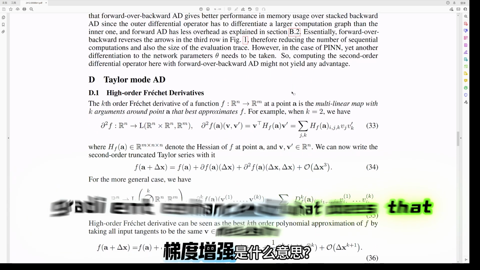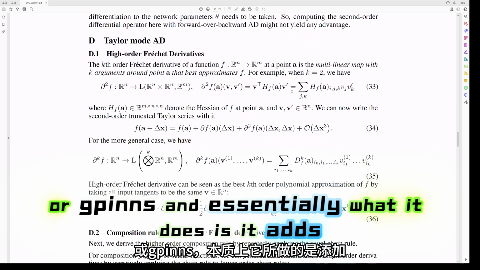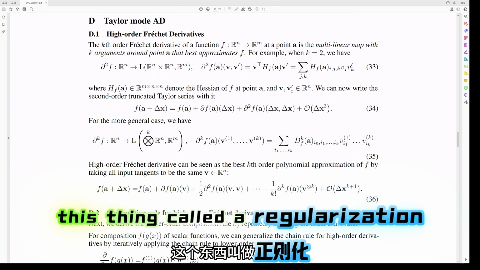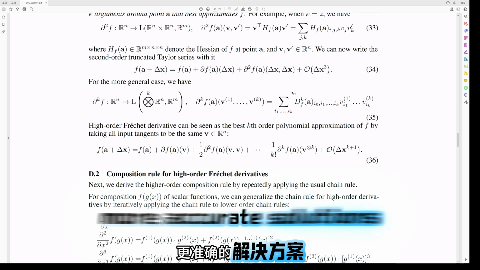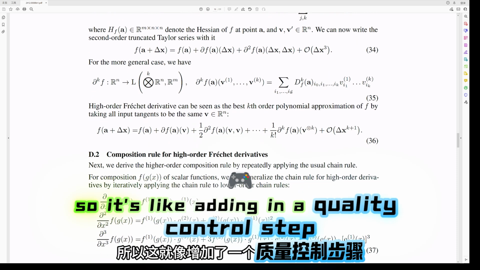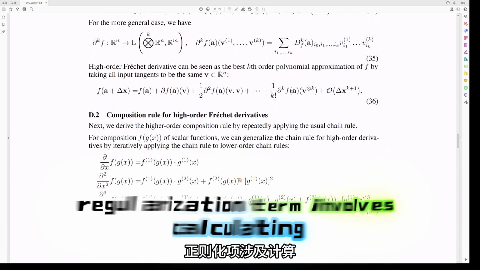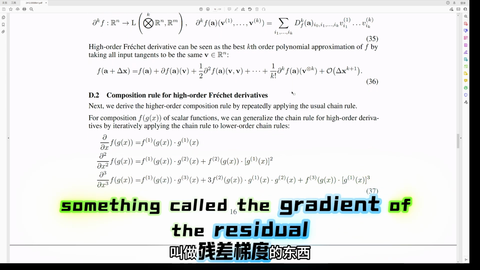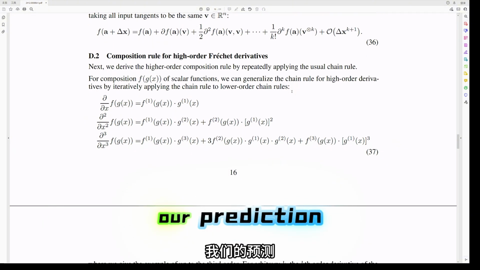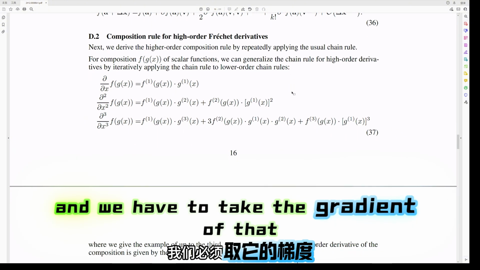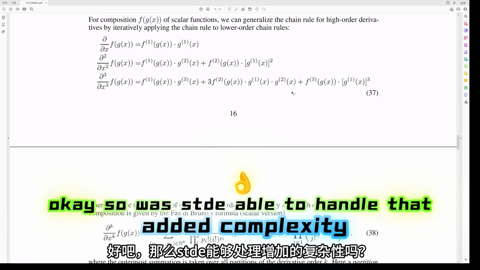Gradient enhanced, what does that mean? It's a technique called gradient-enhanced PINNs, or GPINNs, and essentially it adds a regularization term to the PINN, and that encourages smoother, more accurate solutions. So it's like adding a quality control step. Exactly, to make sure the PINN is on the right track. But that regularization term involves calculating the gradient of the residual, and the residual is like the difference between our prediction and the true solution. Right. And we have to take the gradient of that, and that adds more computation. So was STDE able to handle that added complexity?